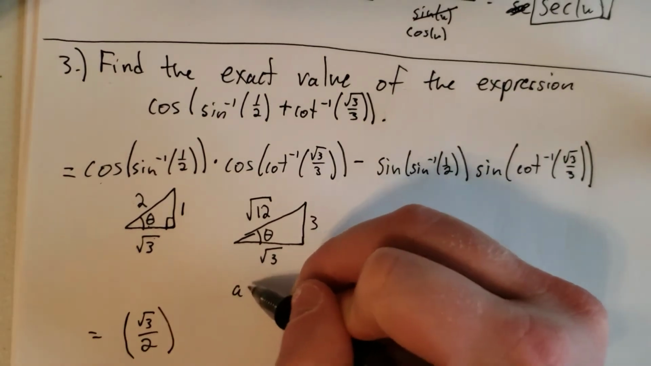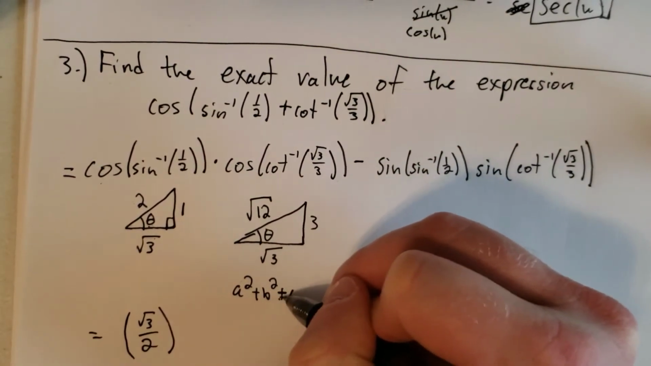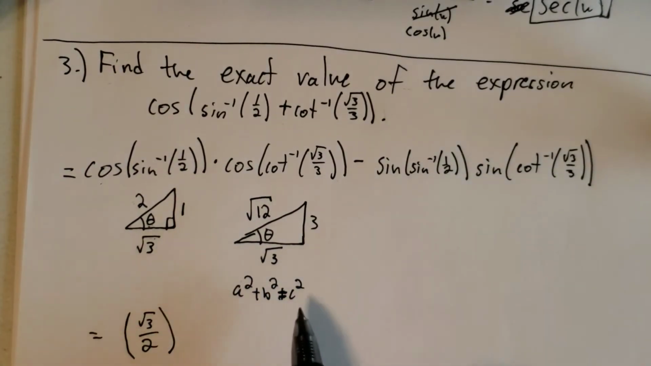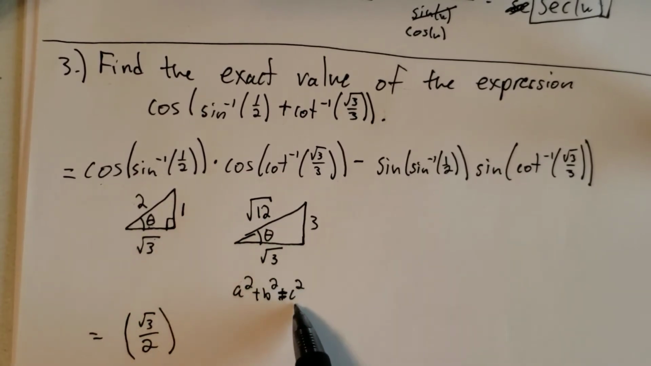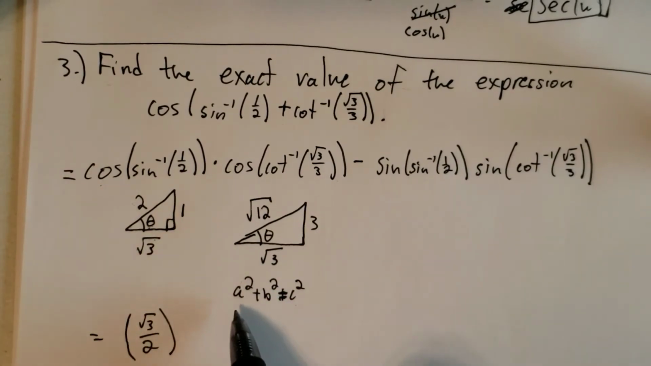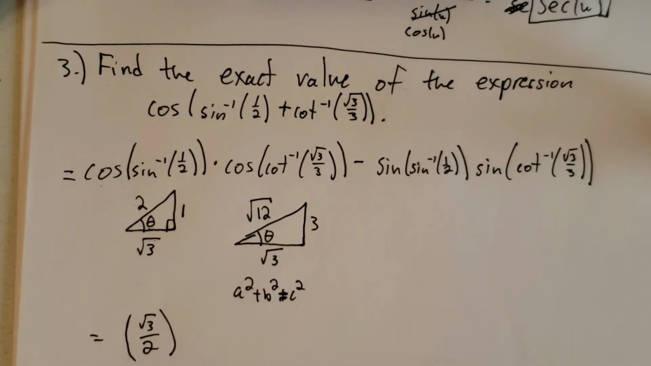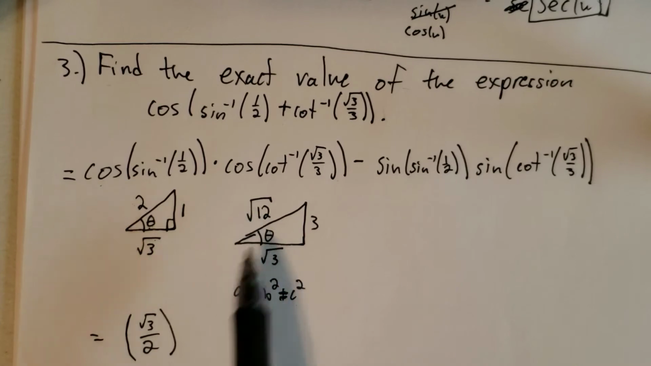Again, I just applied the Pythagorean Theorem there. Just as a reminder, the Pythagorean Theorem is a squared plus b squared is equal to c squared. And c is the length of the hypotenuse. C squared, in this case, would have been just 12. A and B are just the side lengths. Just as a reminder, just in case. But that's where I was getting the information from these triangles.